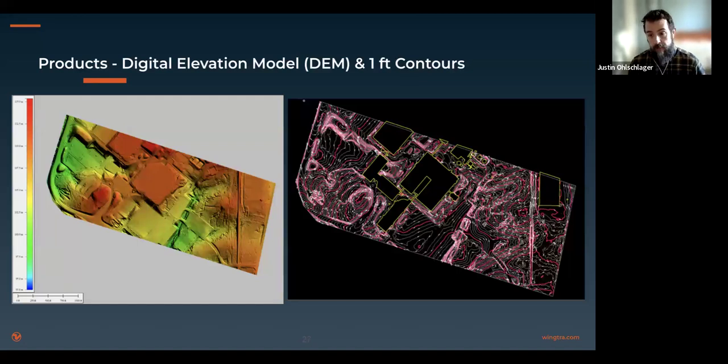And so from there, of the resulting 1.4 centimeters in the root mean square error, we easily can derive 1 foot DEM as well as 1 foot contours. And we feel very confident about the accuracy and reliability of this data with that root mean square error.